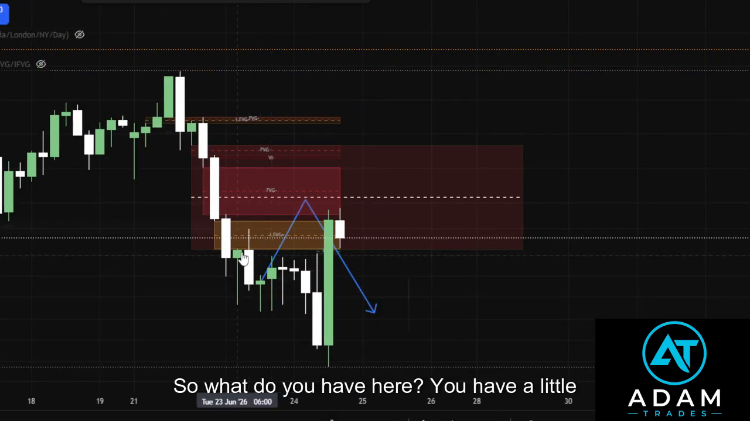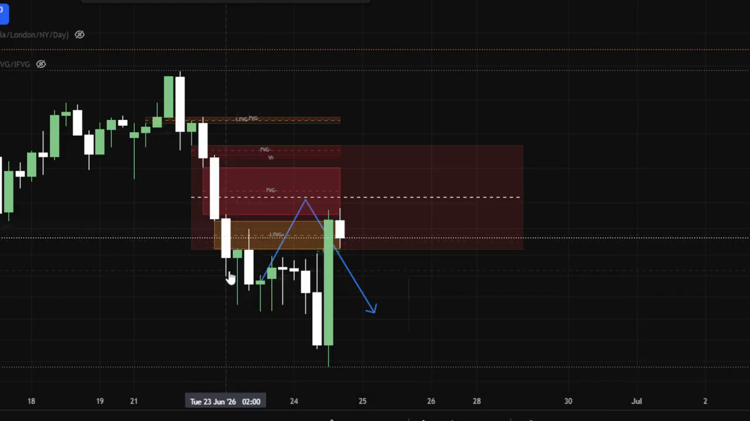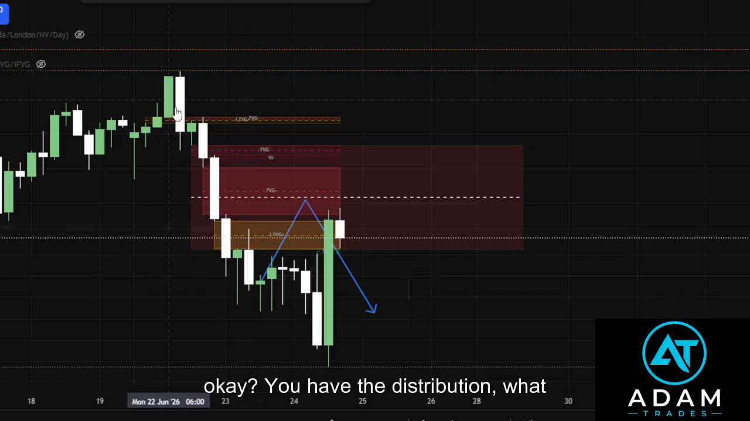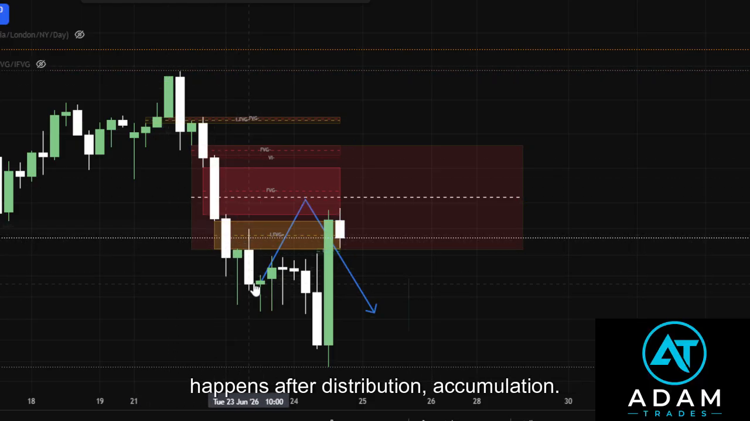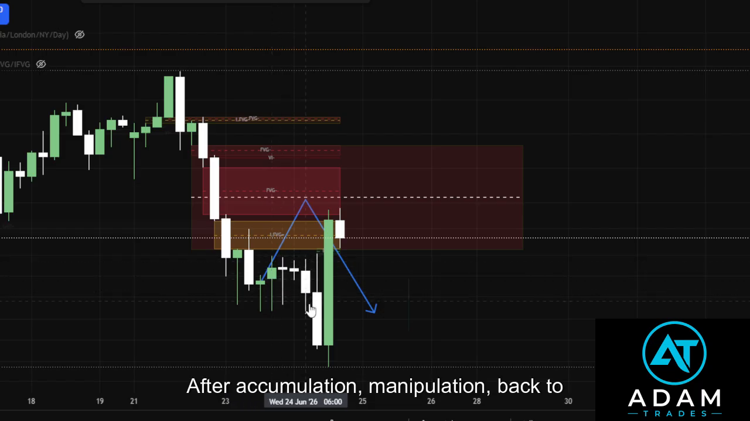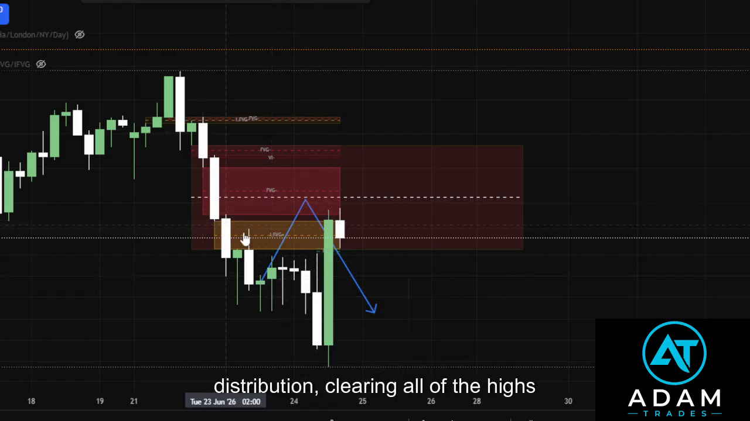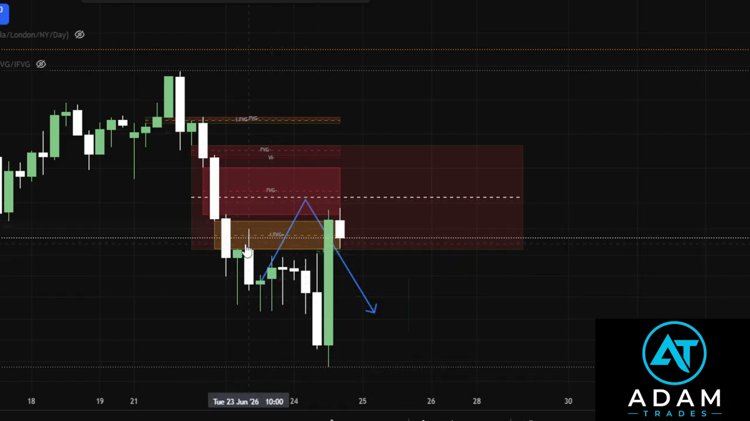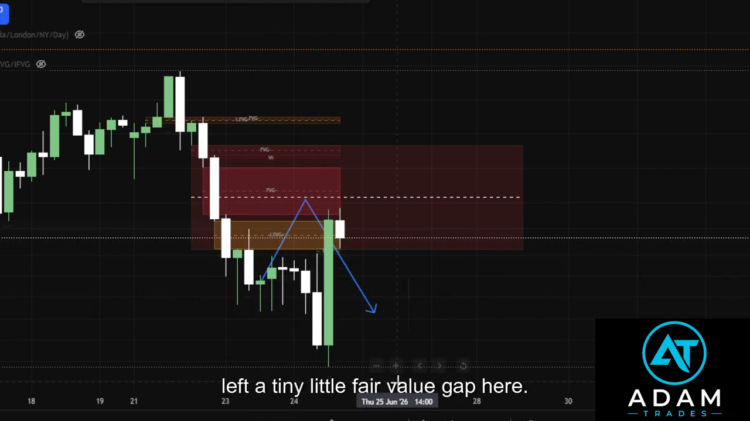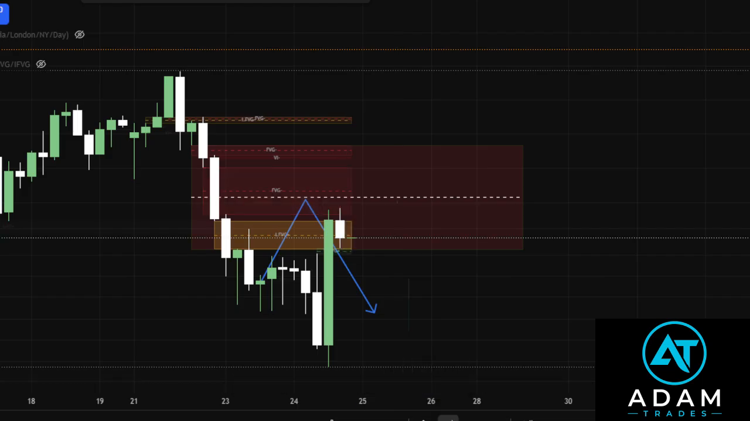So what do you have here? You have a little bit of AMD. Okay, you have the distribution. What happens after distribution? Accumulation. After accumulation, manipulation, back to distribution, clearing all of the highs of this accumulation range here. Also, it left a tiny little fair value gap here.